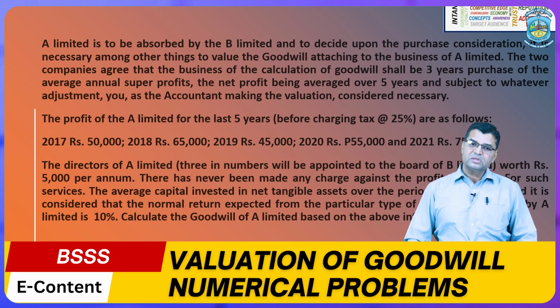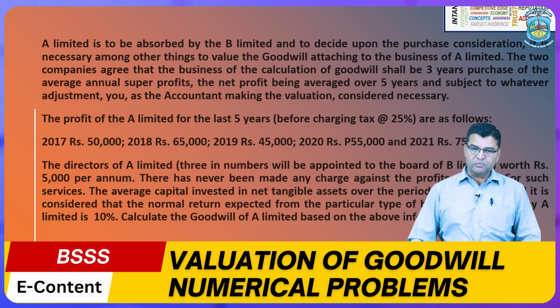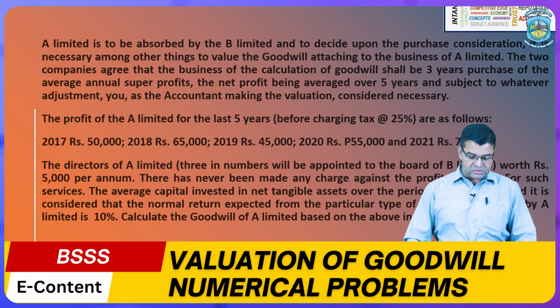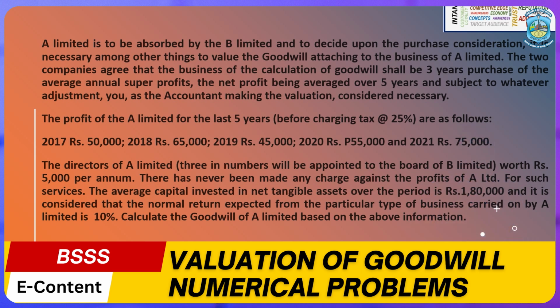So in this question we will have to calculate goodwill, and the 5 years profits are already given there. The profits of A Limited for the last 5 years before charging tax at the rate of 25% are as follows. So here, profits from 2017 till 2021 are given, and 3 directors of A Limited will be appointed to the board of B Limited. Here in this question, directors fee of rupees 5,000 has to be paid for each of the 3 directors.